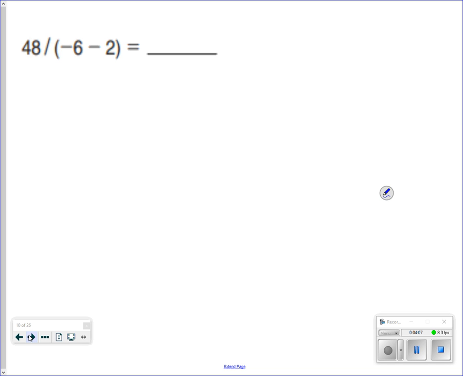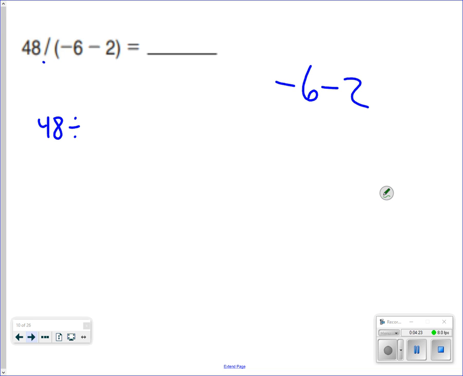Let's take a look here. I have 48 divided by, that's what this symbol is. Right here I have negative 6 minus 2. Well, because it's in parentheses, I have to do those first. Negative 6 minus 2. Well, we've been doing a lot of this for practice.